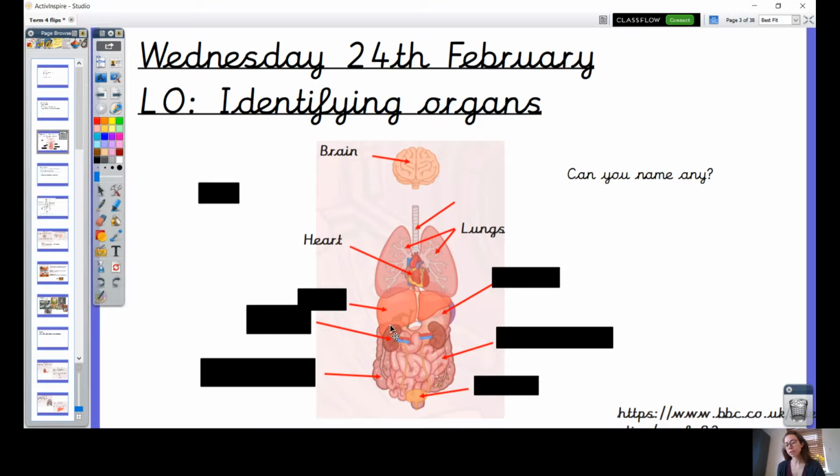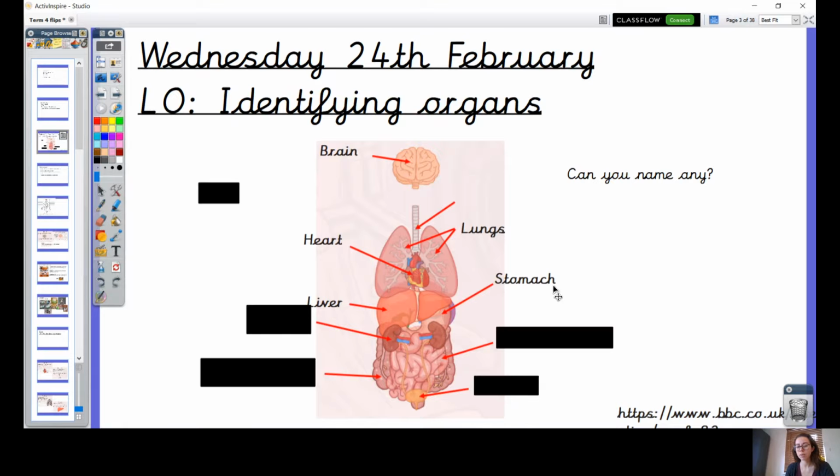Some children get a bit tricked on this one because it looks a bit like the stomach. And it looks about where the stomach should be. But this big organ here is not the stomach. It's actually something called the liver. Can you say that? Liver. And it's actually this part here that's the stomach. Okay, and can you see the stomach is then attached to these other organs that we'll talk about in a moment? So that's the stomach.